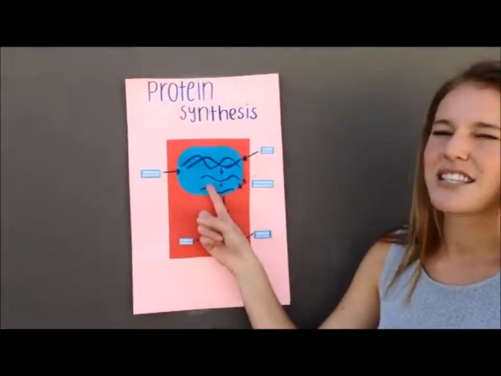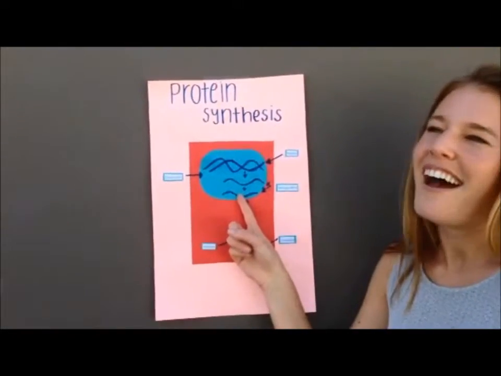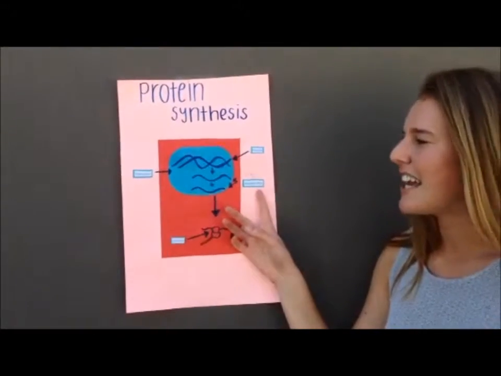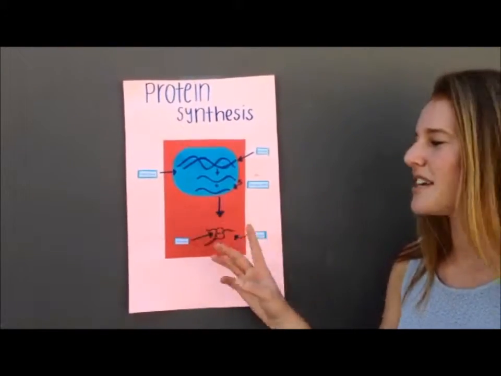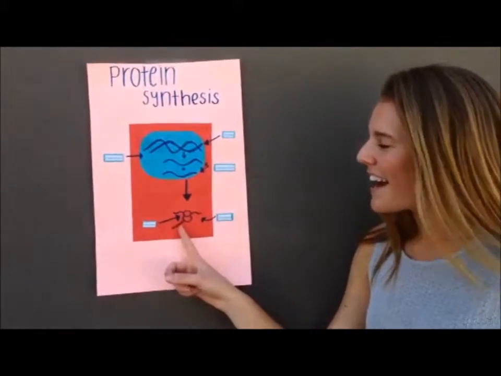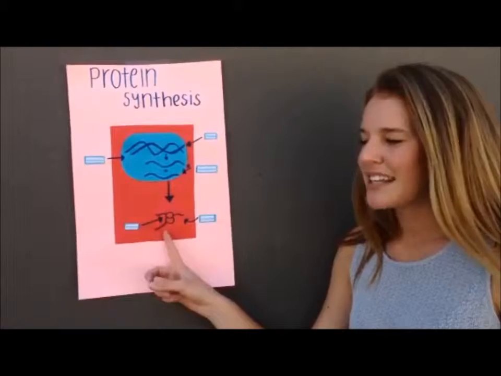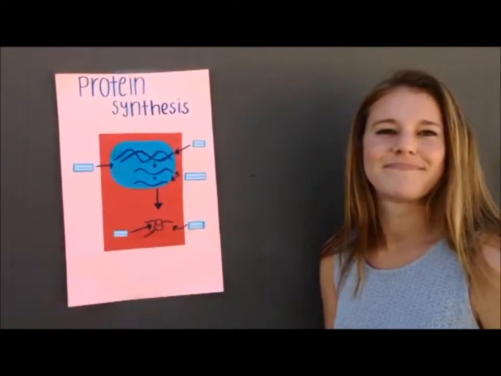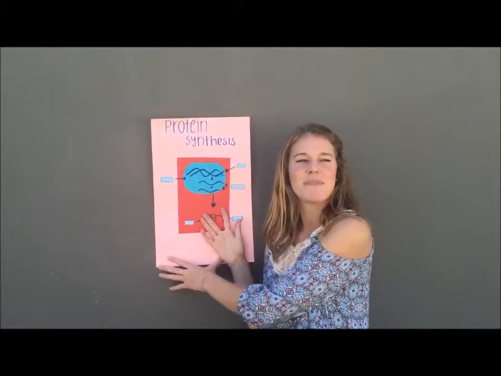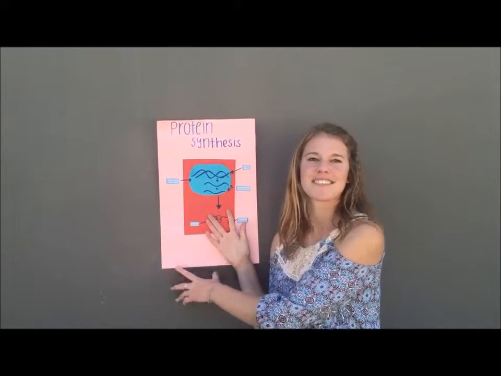Transcription is the synthesis of RNA under the direction of DNA. It produces messenger RNA, or mRNA, and it takes place in the nucleus. And translation is the actual synthesis of the polypeptide chains, and it takes place in the ribosomes, and it's under the direction of mRNA. So ultimately, a living cell goes through protein synthesis to make proteins such as enzymes.